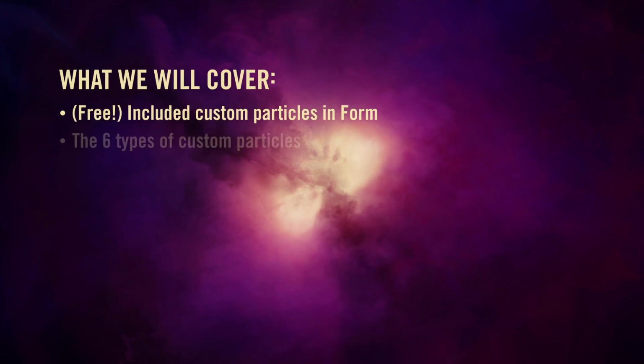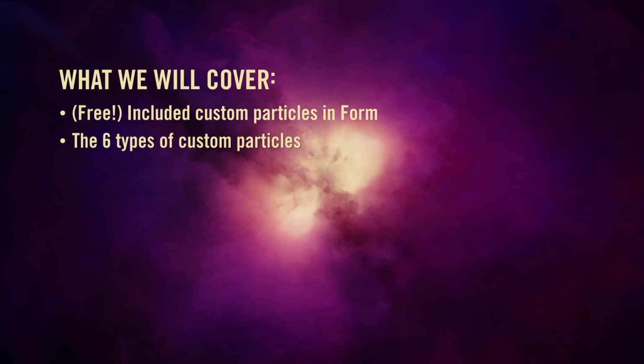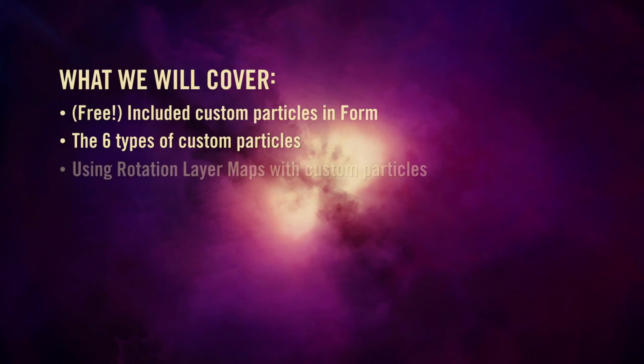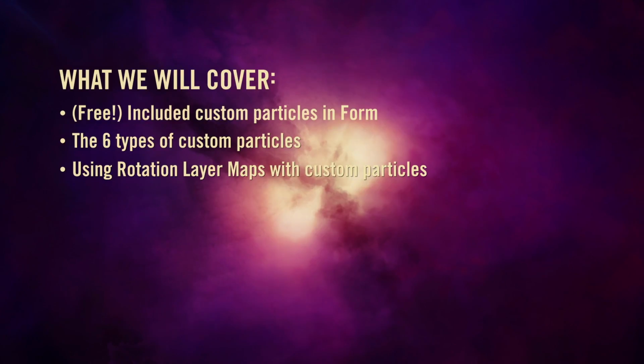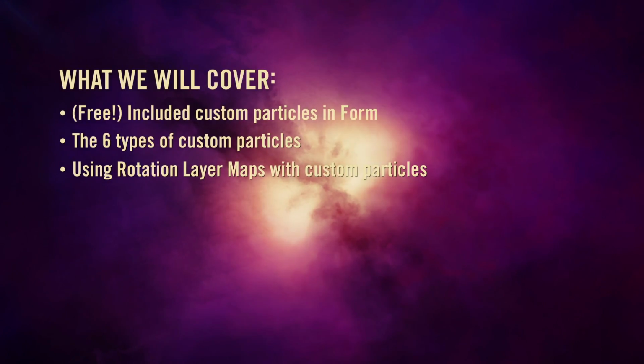I'm also going to explain the 6 types of custom particles, and then we're going to look at using rotation layer maps with custom particles. In the last tutorial we covered layer maps, and I kind of skipped over the rotation layer maps because it didn't make as much sense without the custom particles, so we'll cover that here.